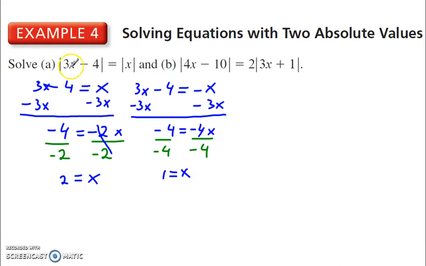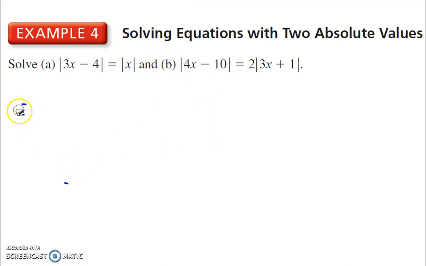We could plug that in and test it. 2 times 3 is 6, minus 4 is 2, is the same as the absolute value of 2. 1 times 3 is 3, minus 4 is negative 1. Absolute value of that is 1. Plug in 1 here. Absolute value is 1. That works.